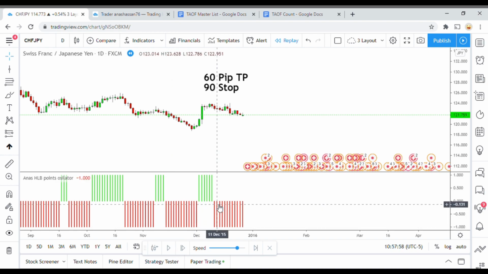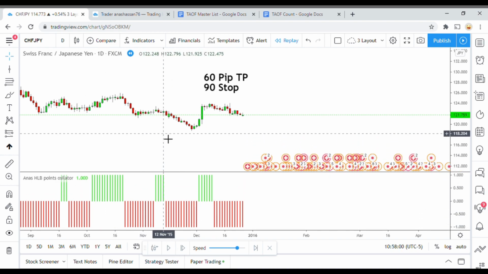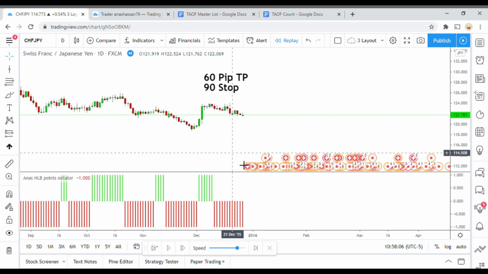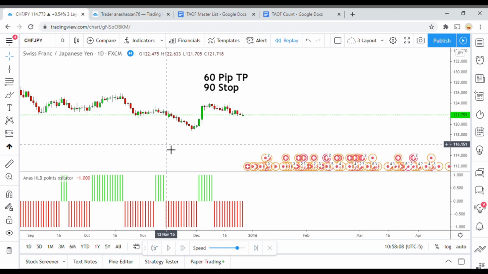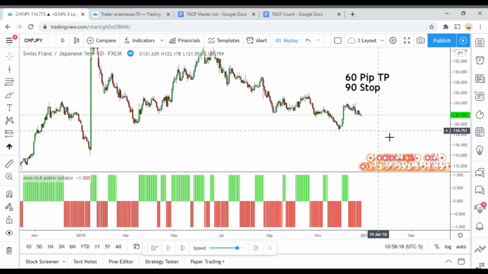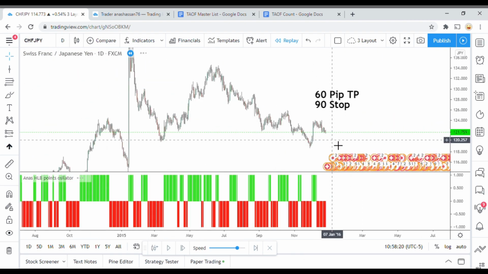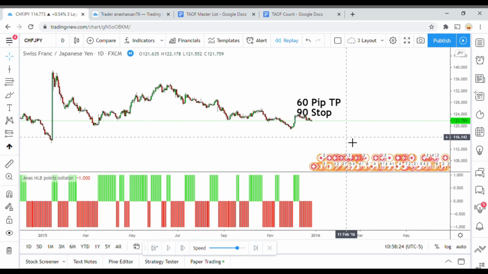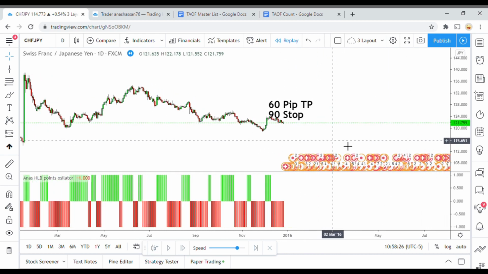So like I said, we have these red bars and we have these green bars. And when the green bar appears to the top, that is a signal to go long. When the red bar appears to the bottom, that is a signal to go short. So like I said, not a whole lot to it, and that's pretty much how we will be testing it today.